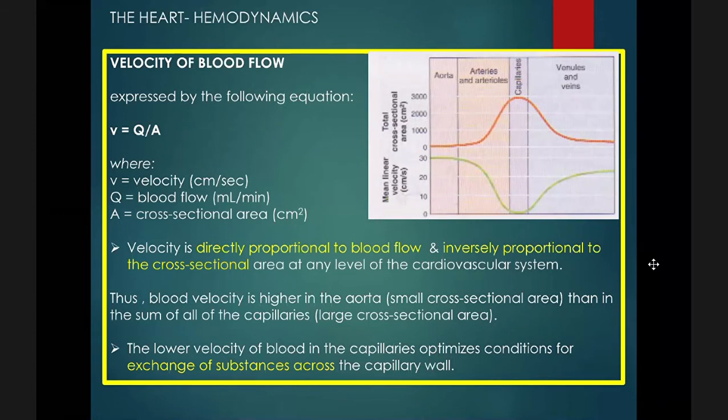So this is volume flow rate. Again, velocity is directly proportional to flow. The higher the velocity, the better the flow. And velocity is inversely proportional to cross-sectional area, meaning if you increase the cross-sectional area, the velocity will decrease and the flow will also decrease. Whereas if you decrease the cross-sectional area, the velocity will rise and the flow will also be better. Okay?